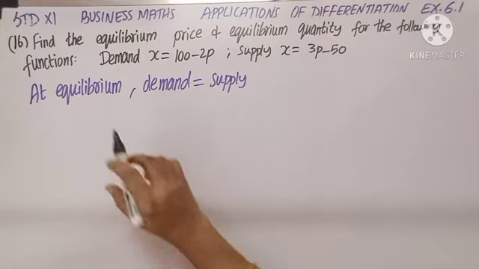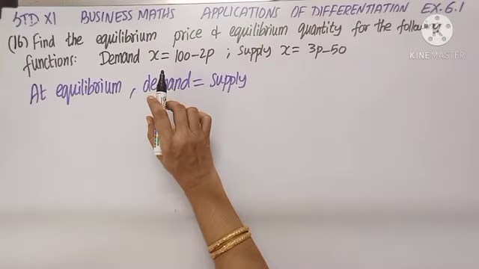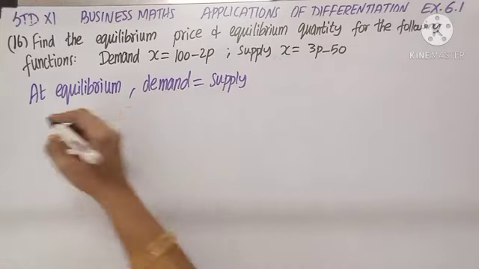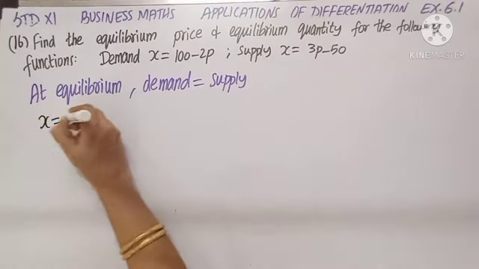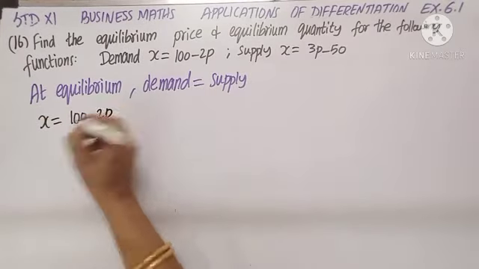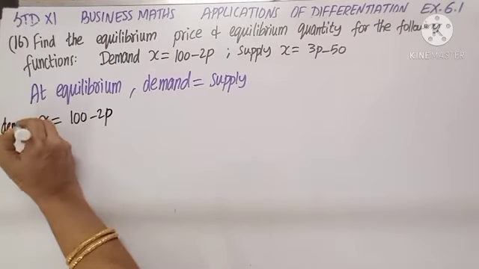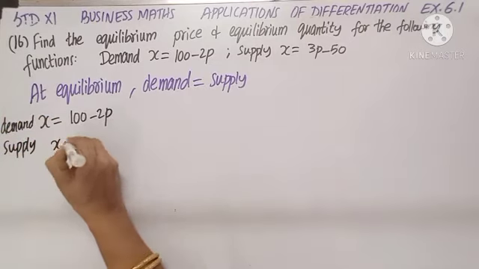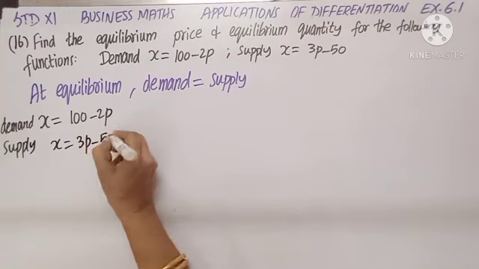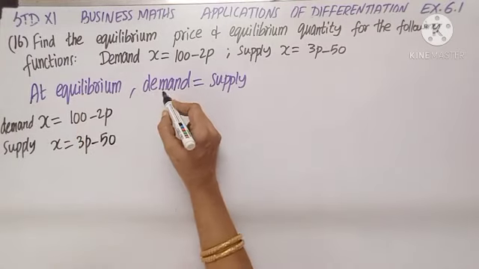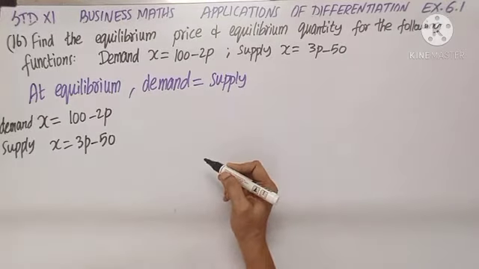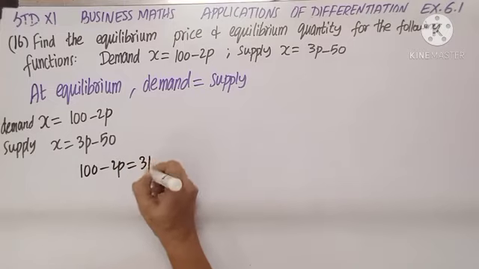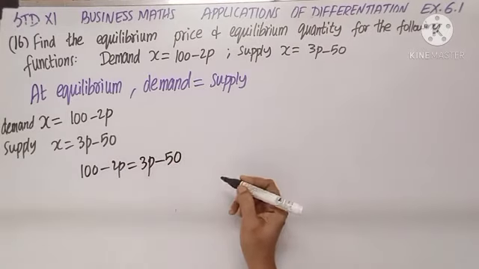Question number 16. Find the equilibrium price and quantity for the following functions. Given demand and supply. Demand function x is equal to 100 minus 2p, and the supply function x is equal to 3p minus 15. The word equilibrium tells demand equals supply. So at equilibrium, 100 minus 2p equals 3p minus 50.